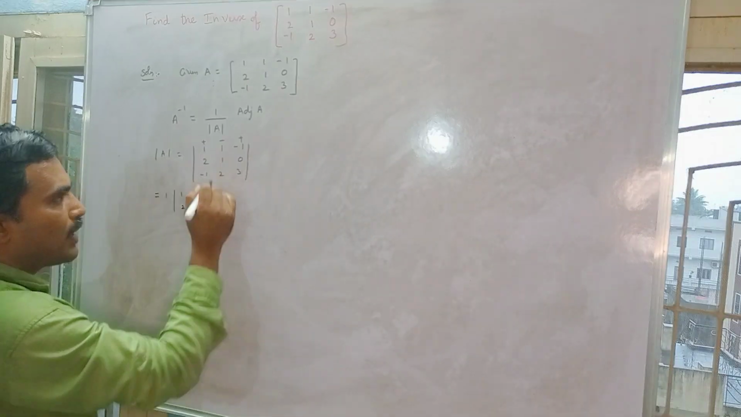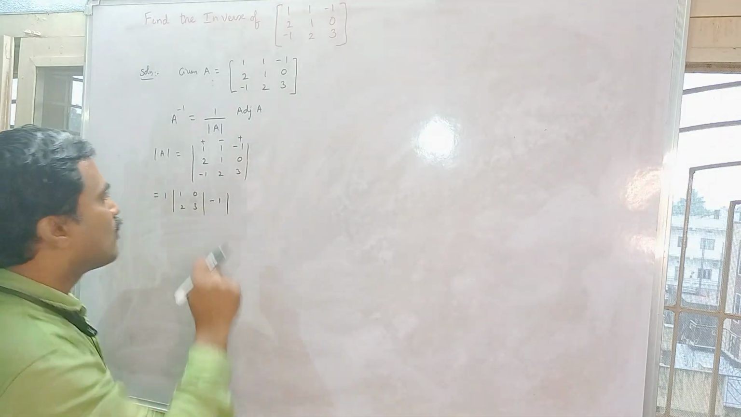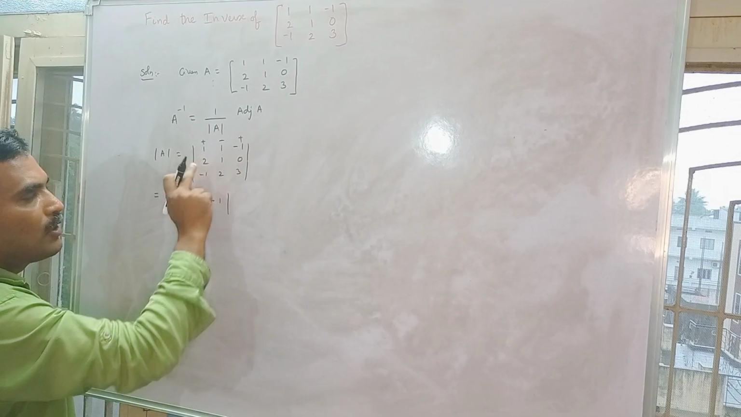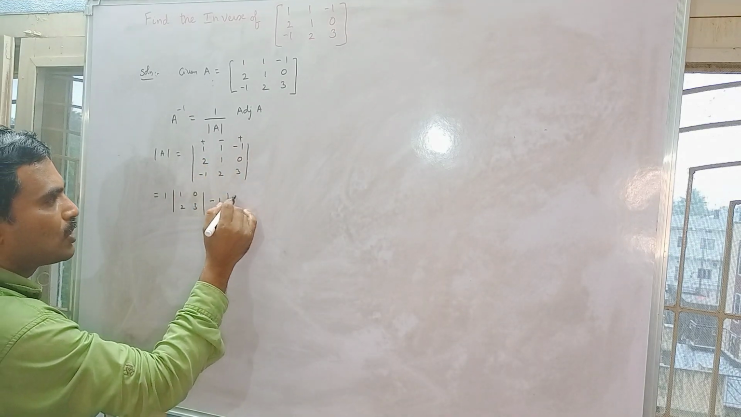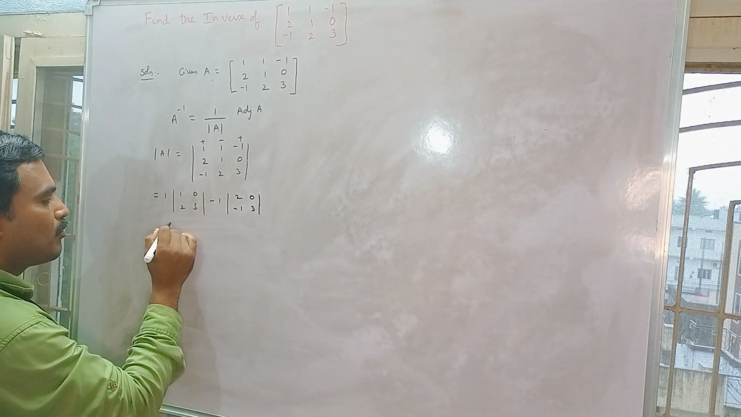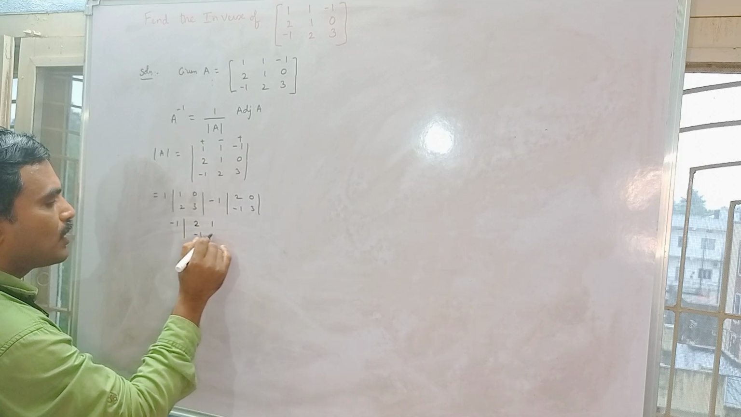Then second one, minus 1, you have to write the minor of 1. It is in first row and second column, so leave out those elements. The remaining elements are 2, 0, minus 1, 3. Then minus 1, the minor is 2, 1, minus 1, 2.